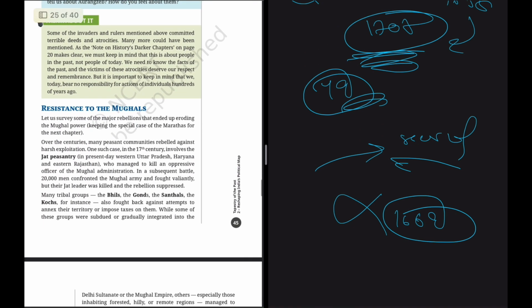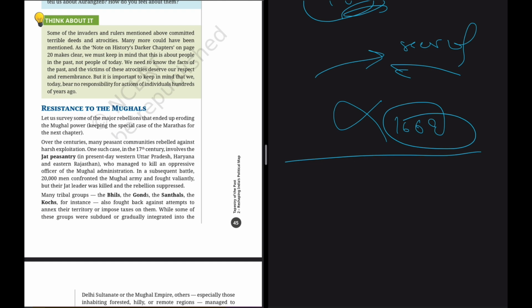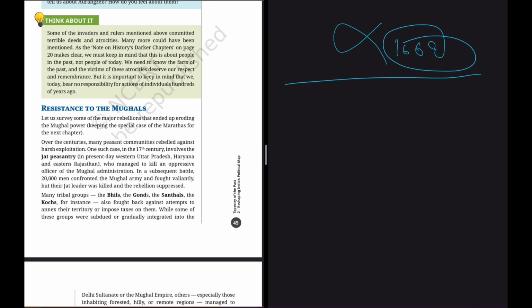So now, with this, we have completed the main emperors of the Mughals, starting from Babur until Aurangzeb, who died in the year 1707. So now, resistance to the Mughals. Let us survey some of the major rebellions that ended up eroding the Mughal power, keeping the special case of Marathas for the next chapter. So we'll be dealing with most of the things in this chapter, but we'll be leaving the Marathas for the next chapter.